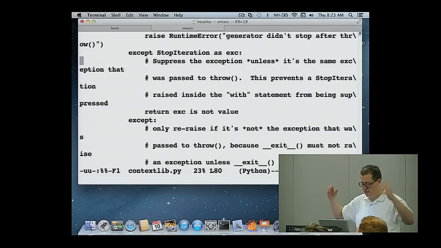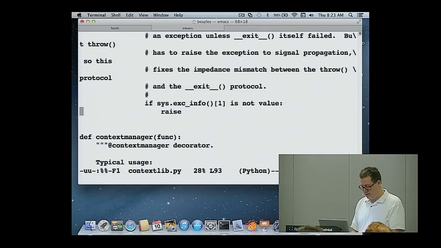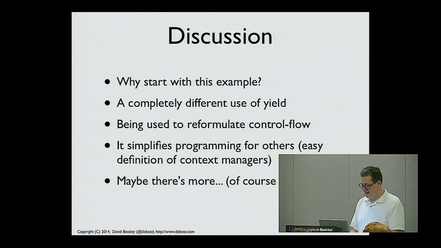This will sort of make your head explode if you try to fully comprehend every corner case that goes on. But that's the gist of the idea there: the yield is being used in a different way. It's being used as a knife or a pair of scissors, where you're taking that generator function and reformulating control flow with it.